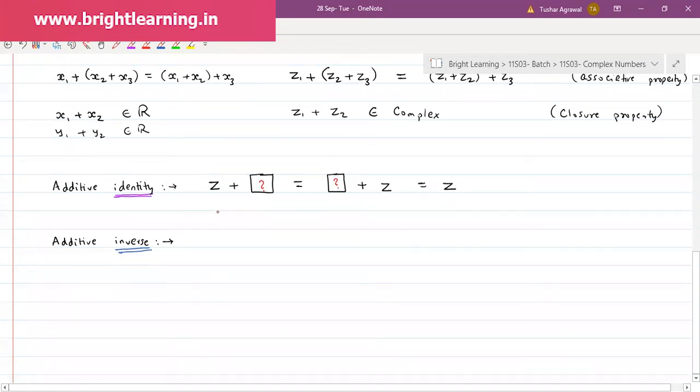Identity means what? The identification of Z does not change. Z, when you add to that red question mark, it remains Z only. The red question mark, when added to Z, it remains Z only. So by observation, I think you can see that additive identity is equal to 0 plus i times 0.